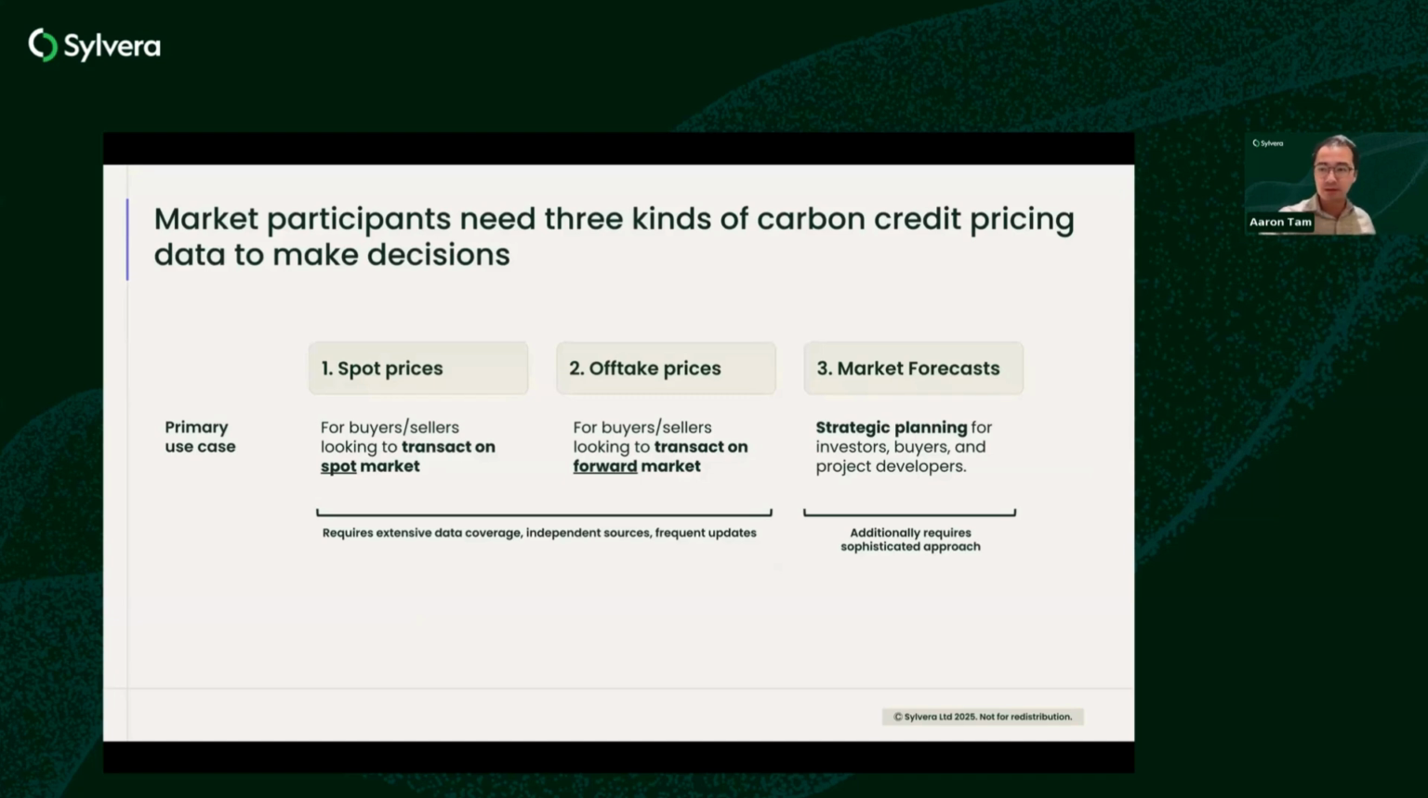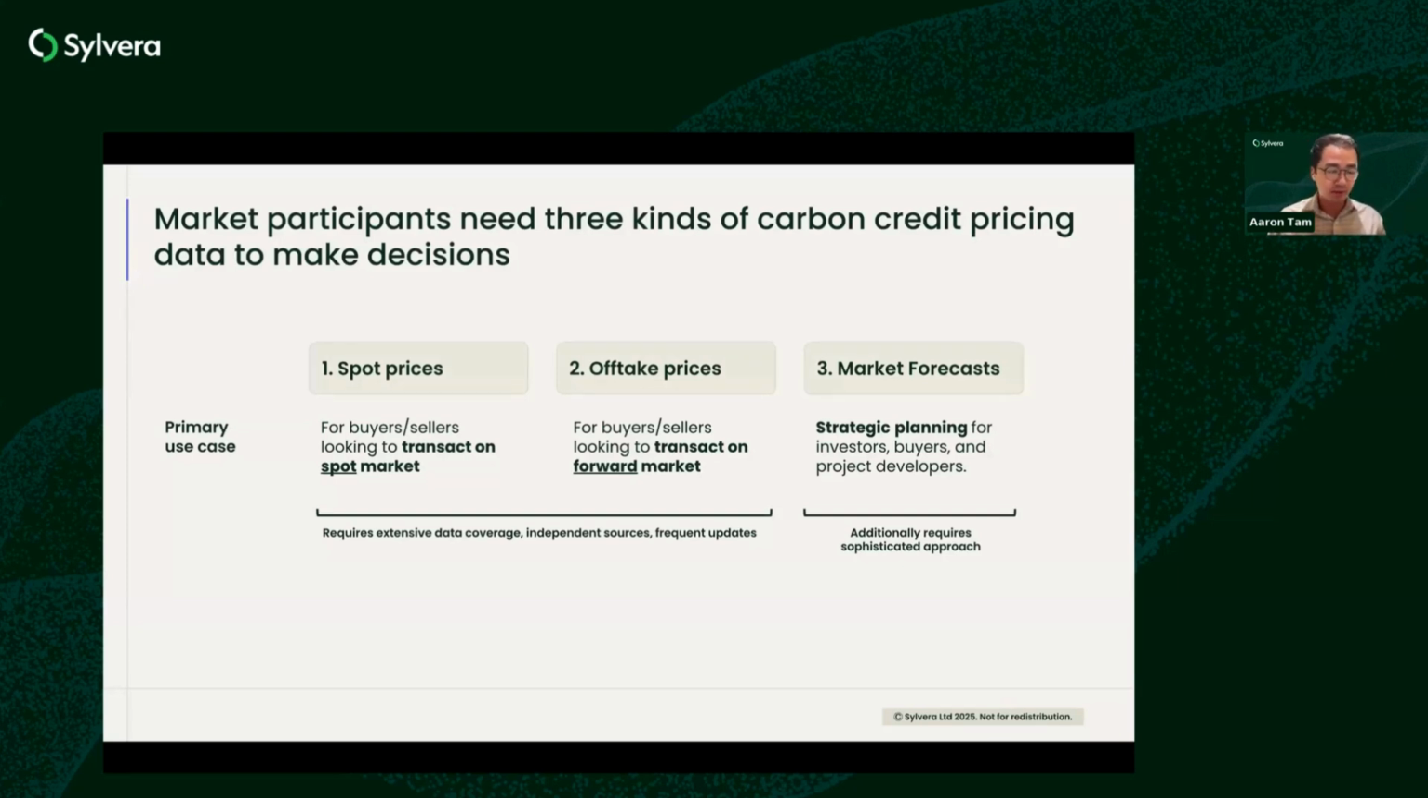Market participants need three kinds, broadly speaking, of carbon credit pricing data. And number one would be spot prices. So historically, most market participants active on the voluntary carbon markets or carbon credit markets in general have transacted on the spot market. If you want to make a confident decision whether you are supplying credits or purchasing credits, you want to have a reference of the spot price for the project that you're looking at, or the comparable prices of similar projects. So you need to have a good reference point for spot prices.